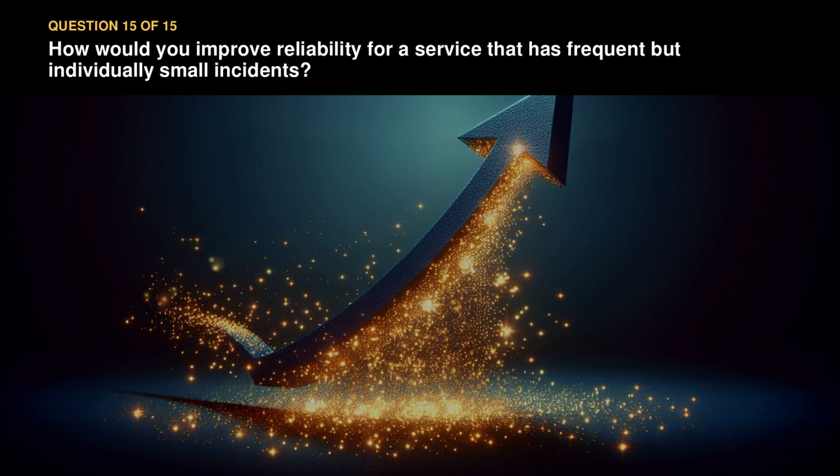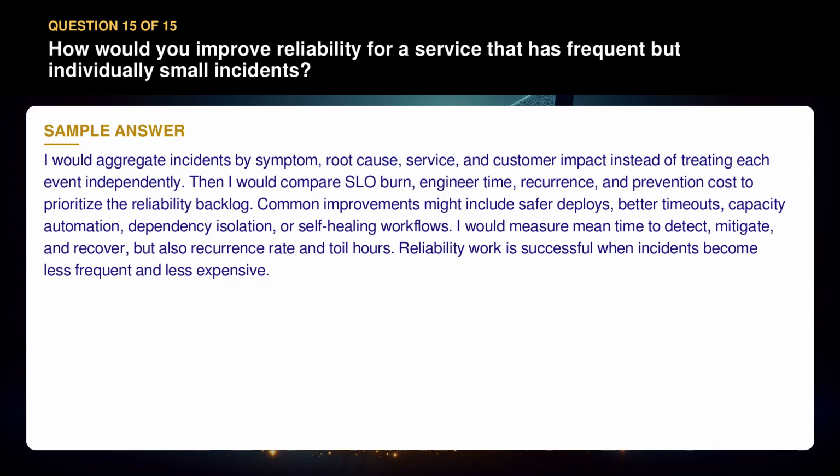Question 15. How would you improve reliability for a service that has frequent but individually small incidents? I would aggregate incidents by symptom, root cause, service, and customer impact instead of treating each event independently. Then I would compare slow burn, engineer time, recurrence, and prevention cost to prioritize the reliability backlog. Common improvements might include safer deploys, better timeouts, capacity automation, dependency isolation, or self-healing workflows.